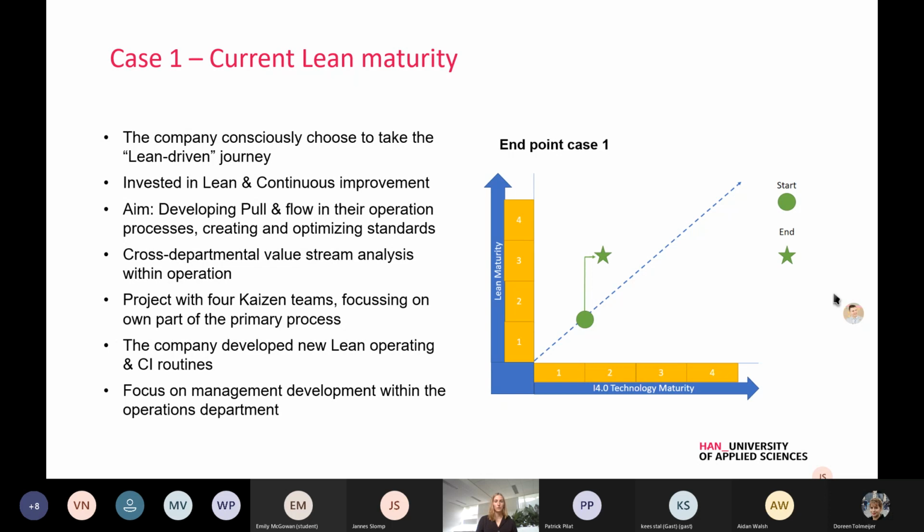At the beginning, they did a value stream analysis, so they built a cross-departmental overview of the processes, and then they divided that into improvement points, so to say, and they used 4 Kaizen groups or project groups to work on these improvement points. And each Kaizen team was focused on one part of the process, and when they merged, they should have achieved the lean processes.